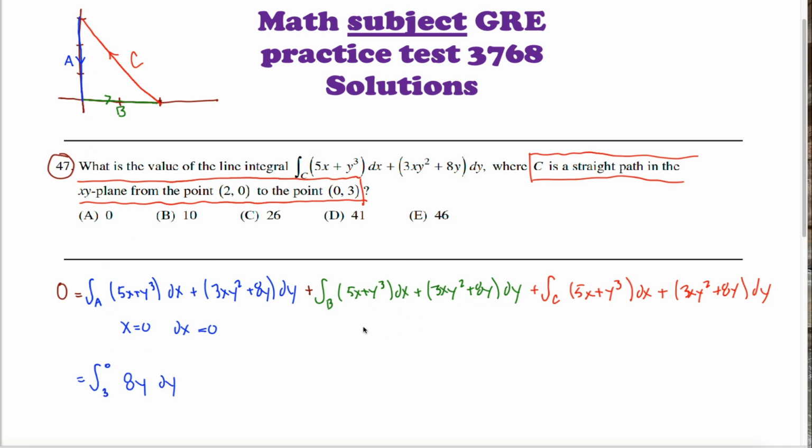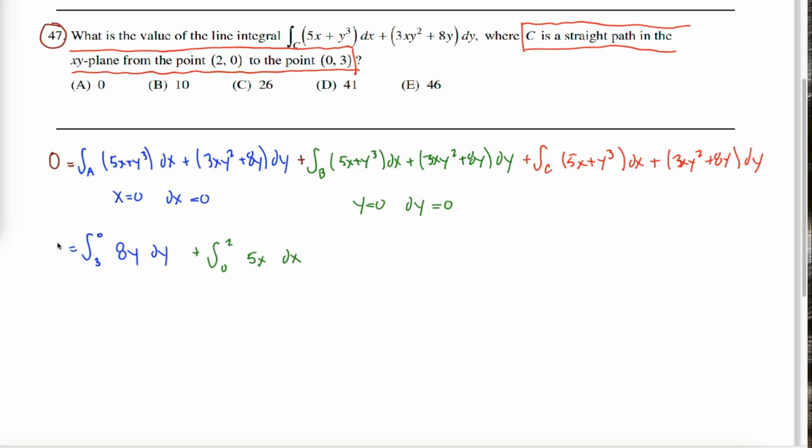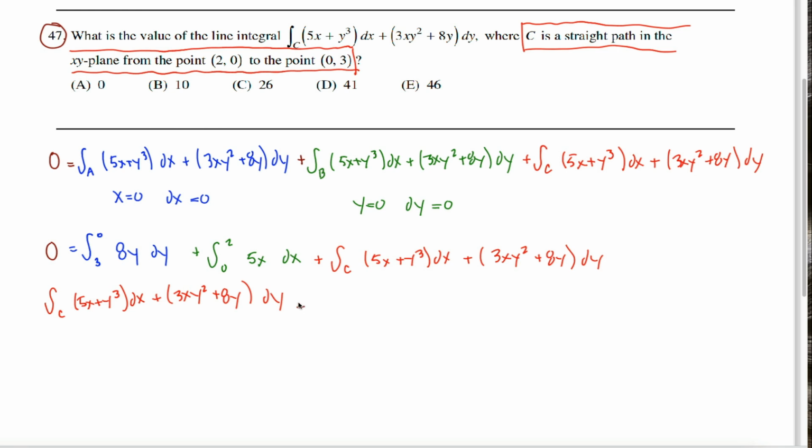Similarly for this line integral in green, because I'm on the x-axis, the y-coordinate is always equal to 0, so the change in y is equal to 0. This whole thing goes away. This term goes away. I'm left with just the integral from 0 to 2 of 5x dx. We know that 0 is equal to the sum of these two integrals and the integral in question. So therefore, the integral in question is just equal to the negative of this integral, which we could account for by switching the bounds of integration. So the integral from 0 to 3 of 8y dy minus the integral from 0 to 2 of 5x dx. Conveniently, these integrals are really easy to evaluate.